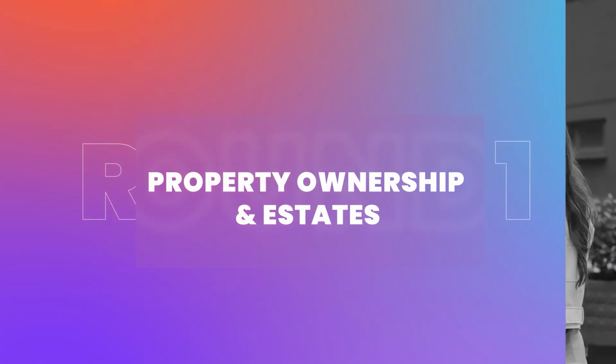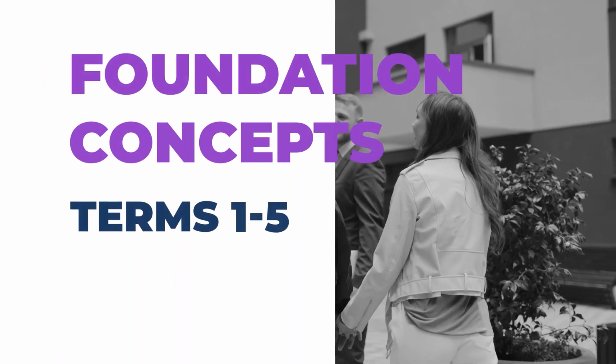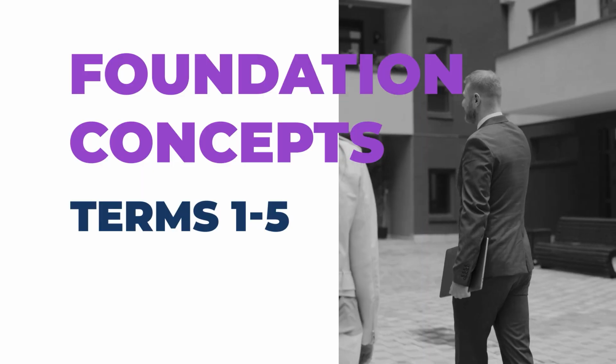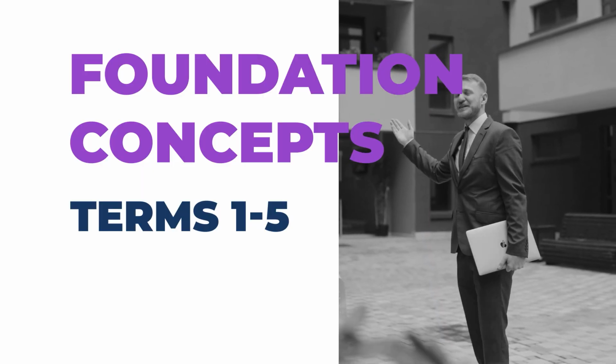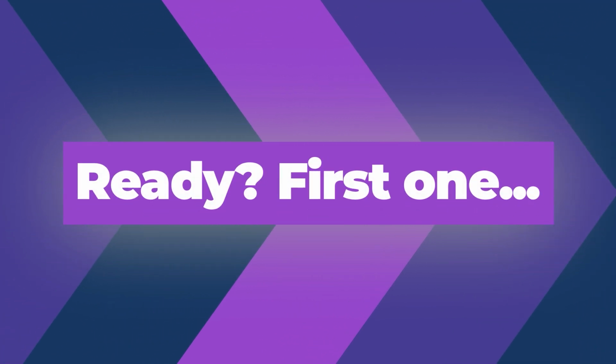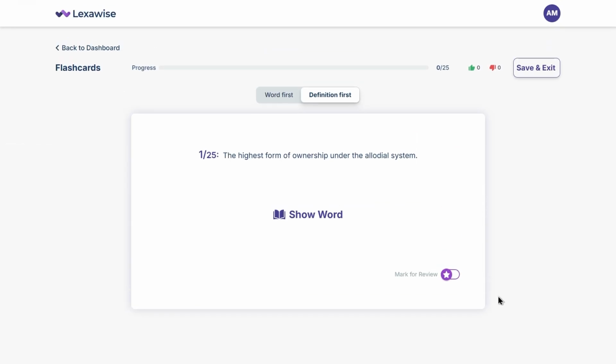Let's go. These first 5 cover the different types of property ownership and estates. Understanding these is critical. They're the foundation of everything in real estate. Let's see how you do. Here's the gold standard of ownership, the highest form of ownership under the allodial system. Can you guess what it is?